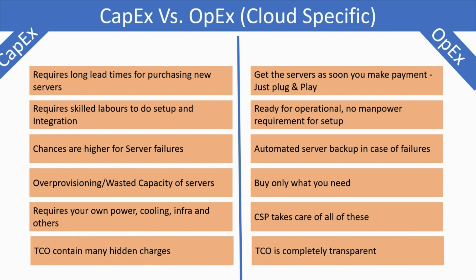And finally, the TCO contains many hidden charges in CapEx. Whereas here in OpEx, the TCO is completely transparent, and so these are the six major differences between CapEx and OpEx with respect to cloud specific.